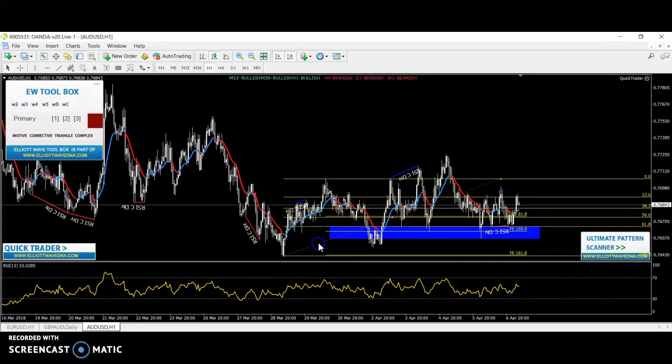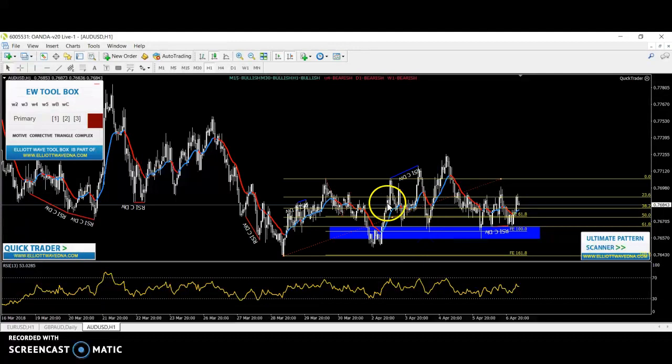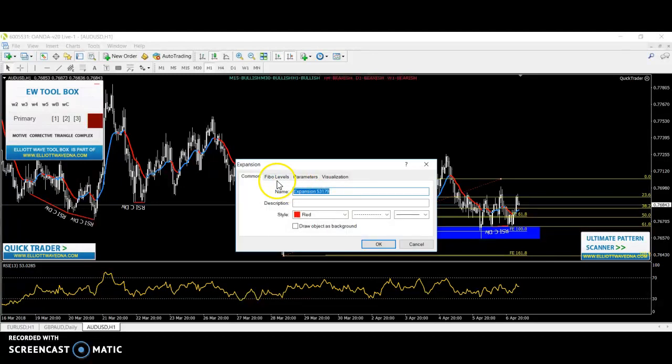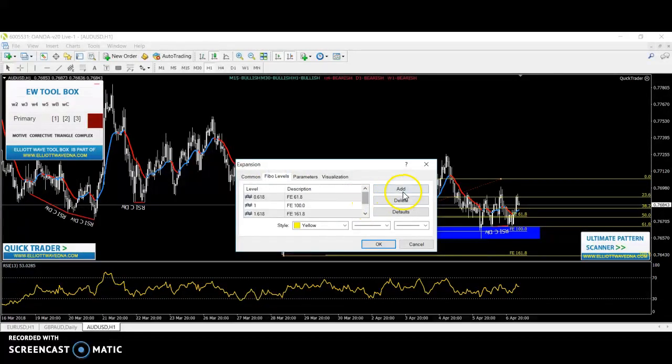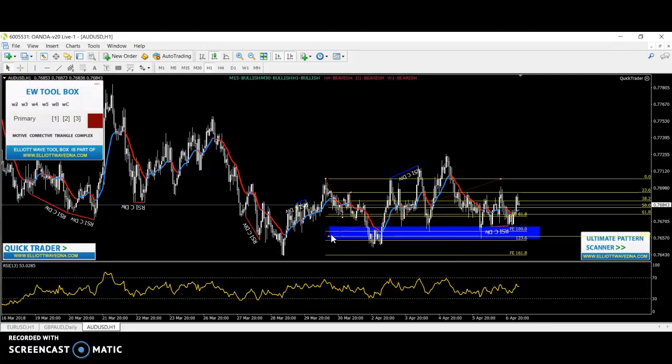Now one thing I should mention is for the fib expansion, many of you aren't going to have the 123.6 default. So you're just going to go to the expansion properties, fib levels. You're going to click add. And then 1.236. Right here for the description, just 123.6. After you add that, you have that added level. And then we have our zone here.